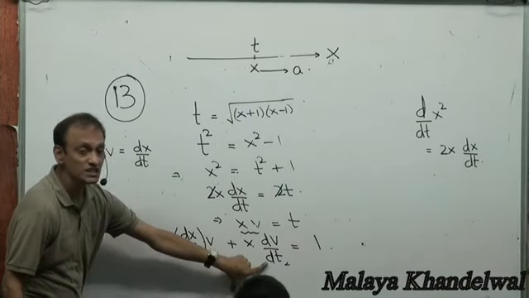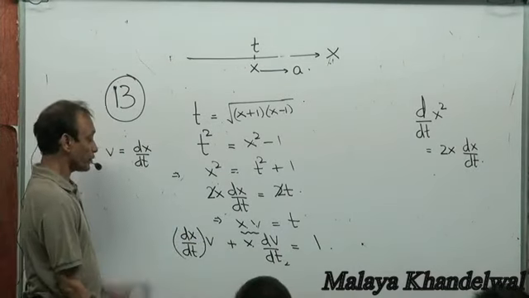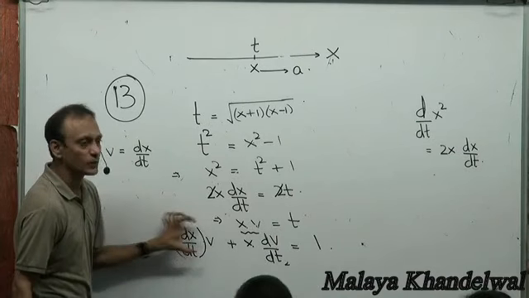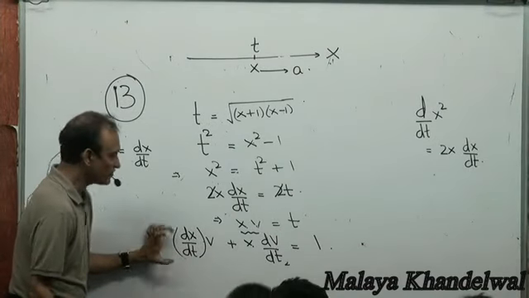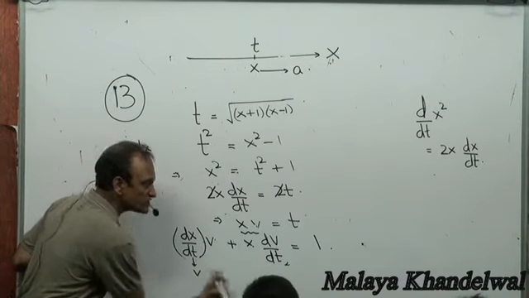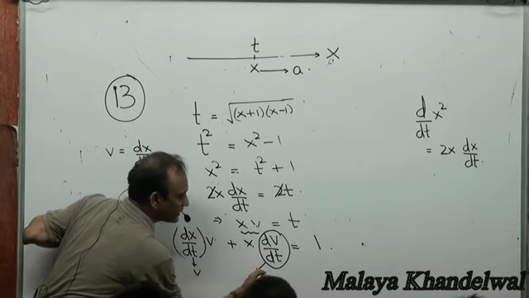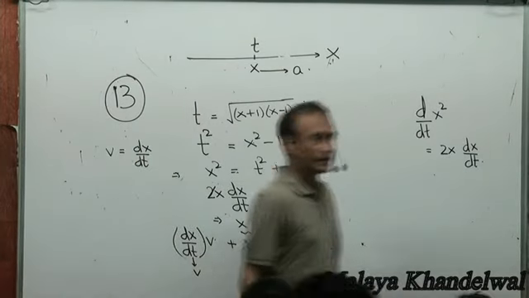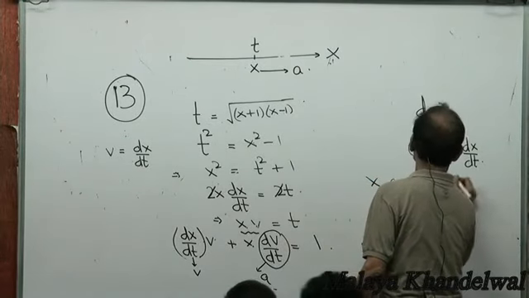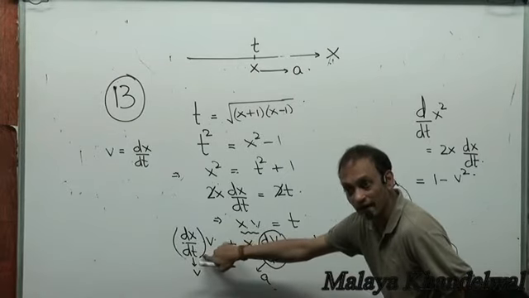But what is dv/dt? Acceleration a. dv/dt is acceleration a. Now this is v into v, which is v squared, isn't it? dx/dt is v, so v into v is v squared, and dv/dt is acceleration a. So x into acceleration a is 1 minus v squared.